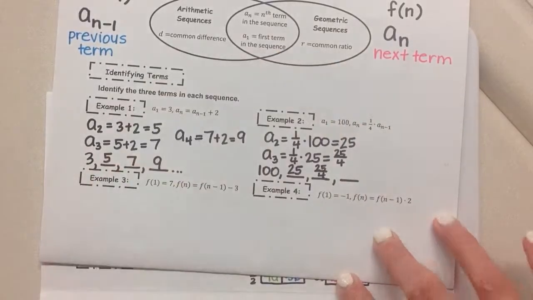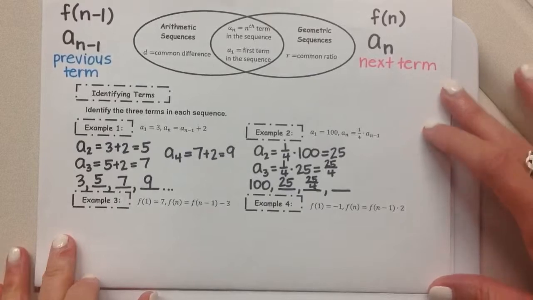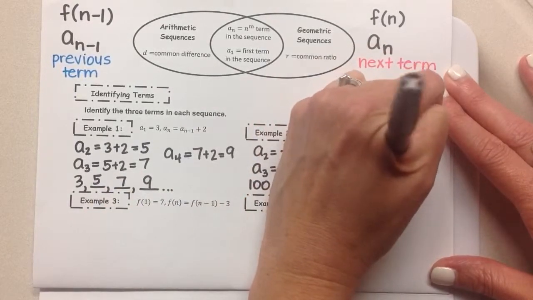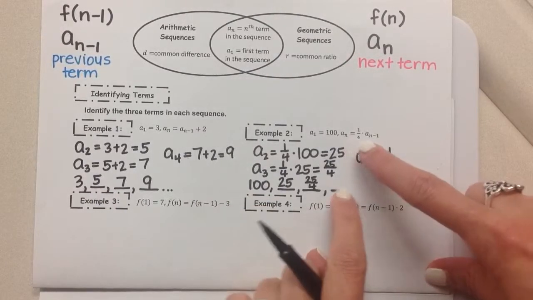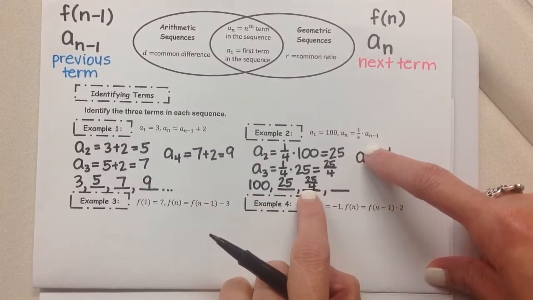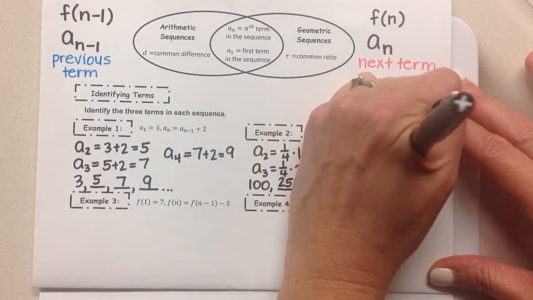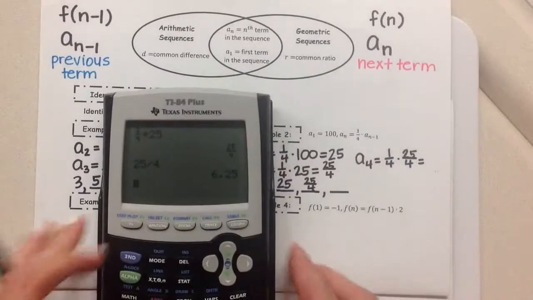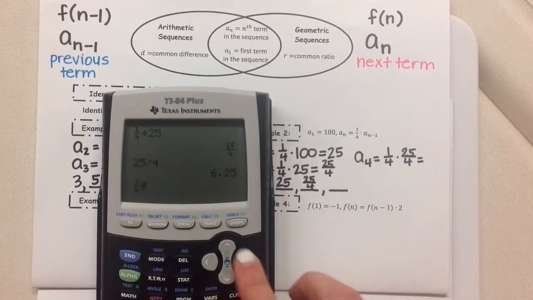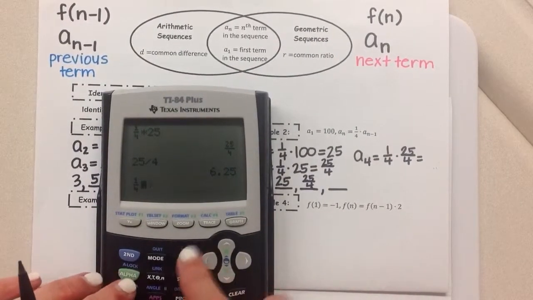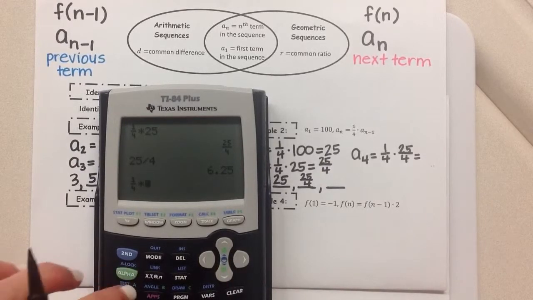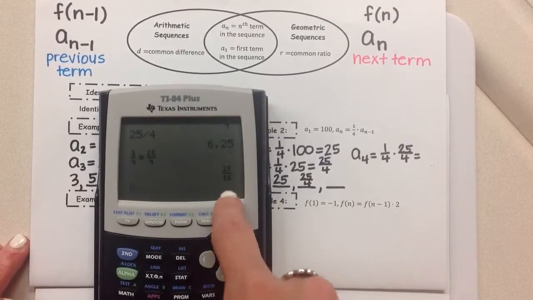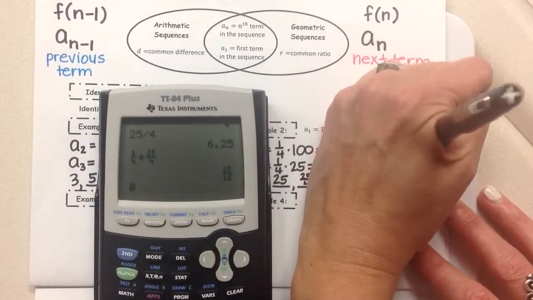All right, so now if I want to find the fourth number in the list, I'm going to find a sub 4. I'm going to have to take 1/4, and I'm going to have to multiply it by the term before it, which is a sub 3, which is 25/4. So I'm going to take 1/4 times 25/4, and that is 25/16.